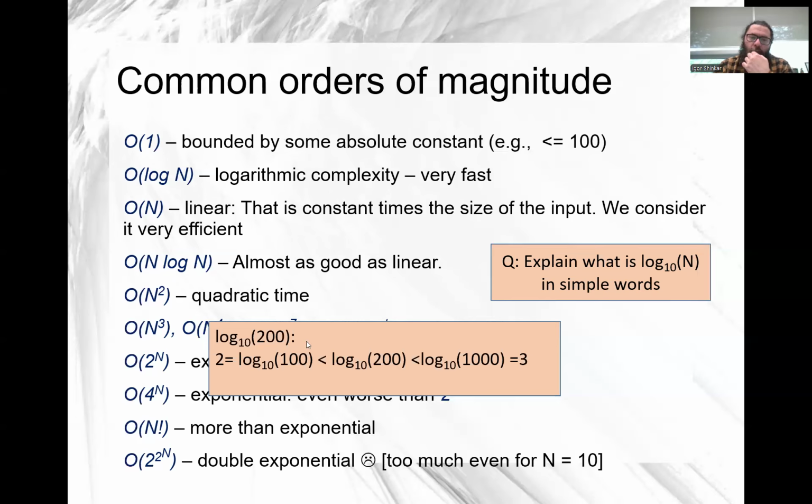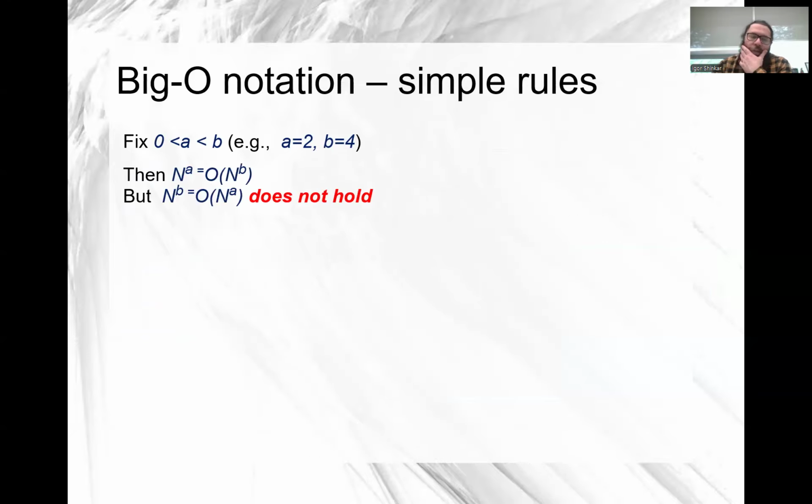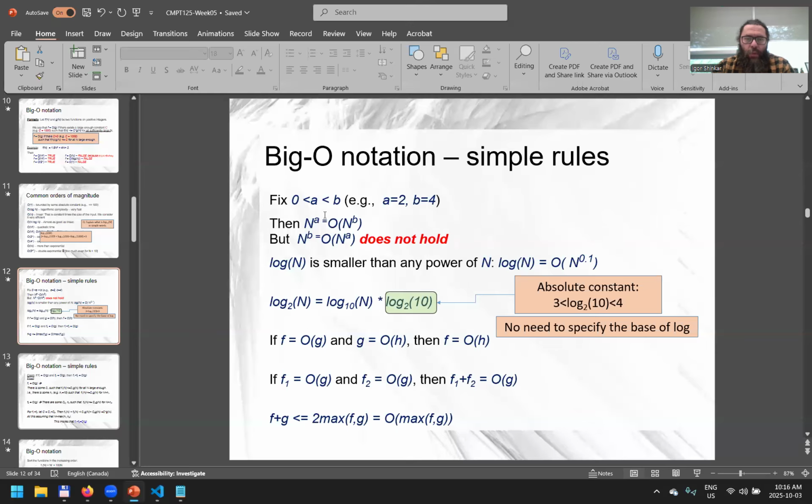Right, so there's an example here, log of 200. It's between 100 and 1000, and for 100, it's 2, so it's in between them. So it approximately counts the number of digits. Right. Let me make it a bit more. So here are some simple rules.